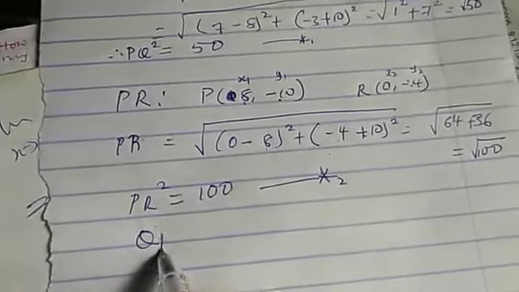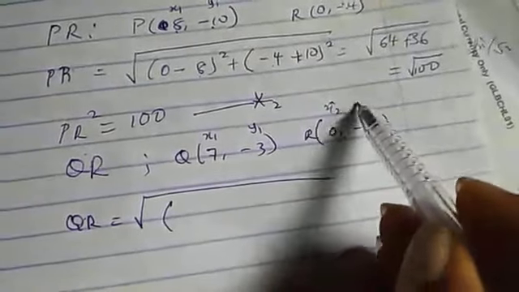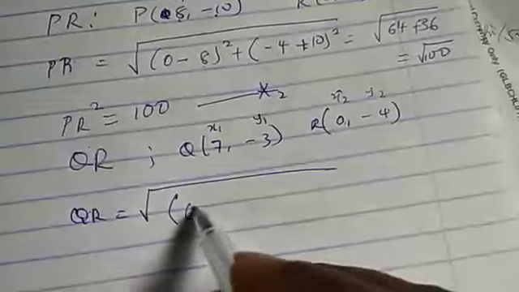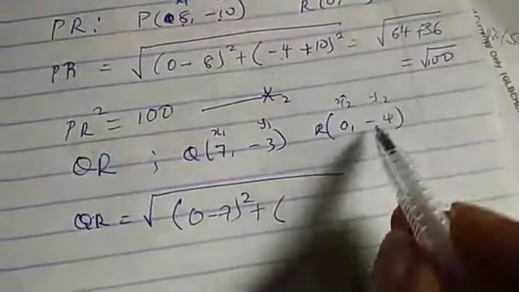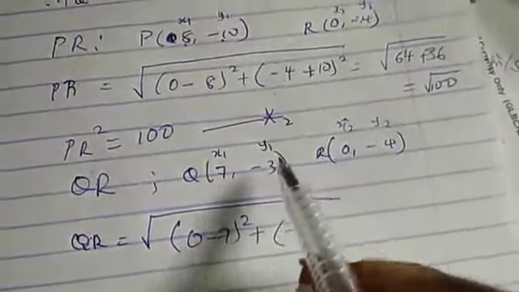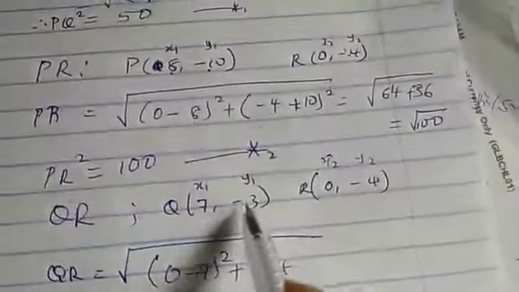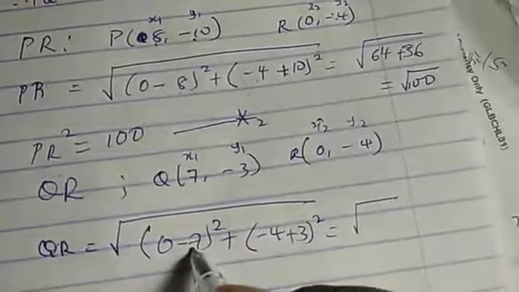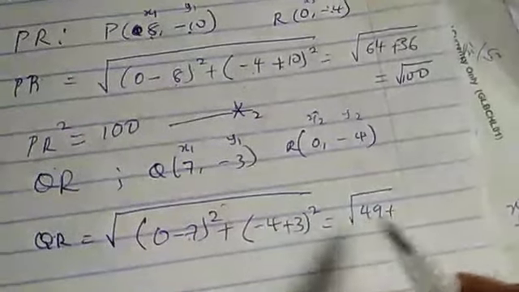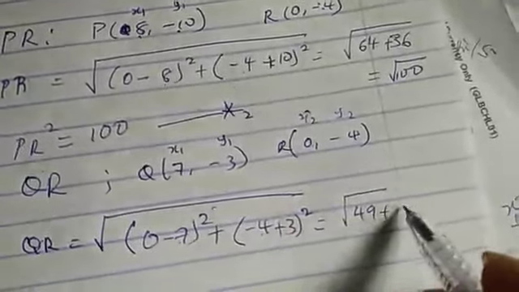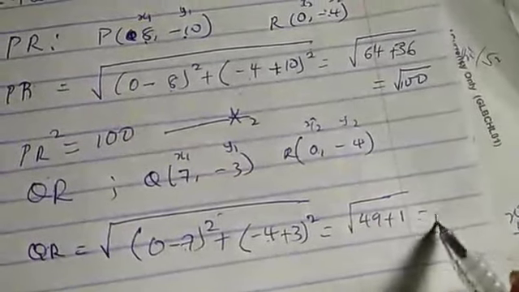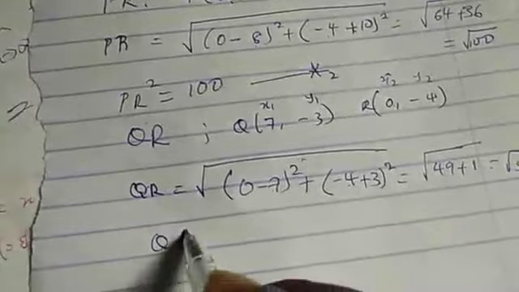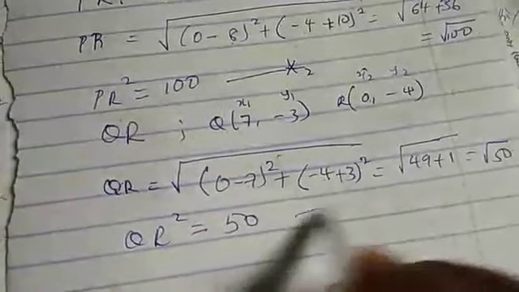Let me pair QR. So I'll use the formula which says S2 minus S1 squared. So this is our S2, Y2. So our answer is 0 minus 7 squared plus Y2 is minus 4, minus Y1. Our Y1 is this. That will become plus 3 squared. Minus 7 squared will give me 49. Minus 4 plus 3 is 1. Then minus 1 squared is 1, which is square root of 50. Then I can now say that QR squared is equal to 50.